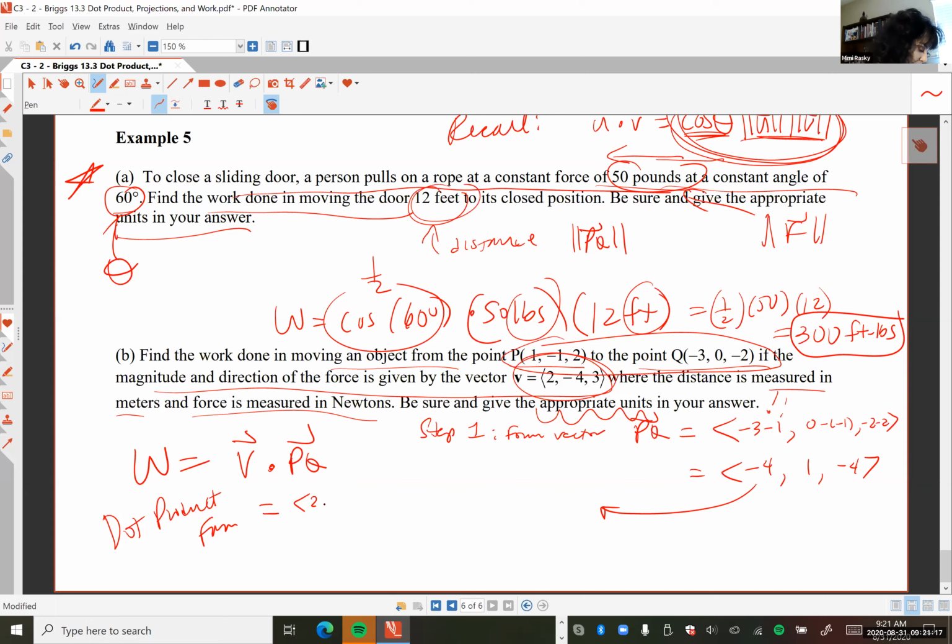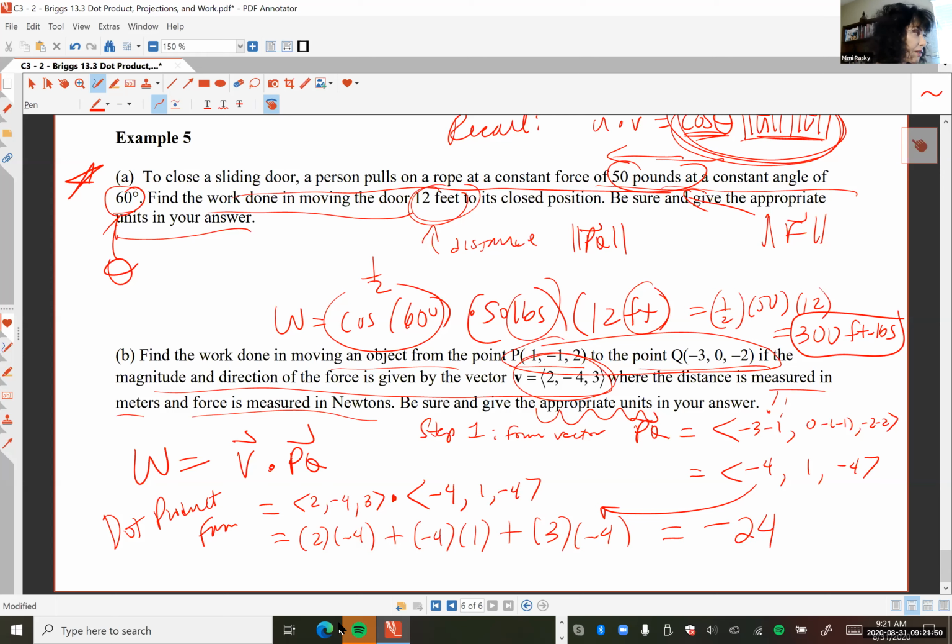So I'm going to take this force vector 2, -4, 3 and dot product that guy with the PQ vector, because it's meaningless to take a dot product of anything except two vectors. And then using our knowledge of dot product, 2 times -4 plus -4 times 1 plus 3 times -4, and do the arithmetic, and I get negative. Ooh, is it even possible to get a negative work done?